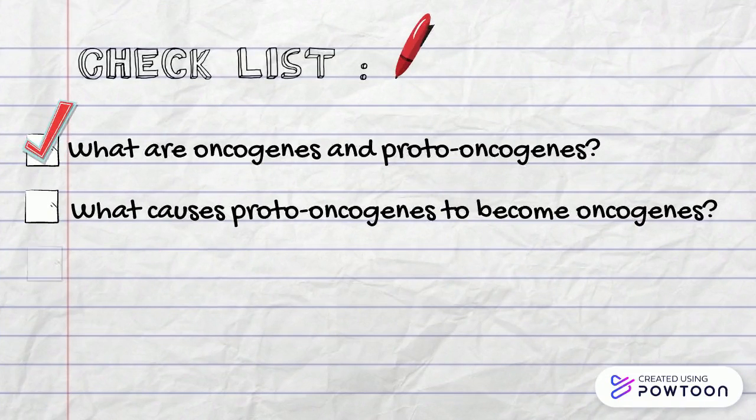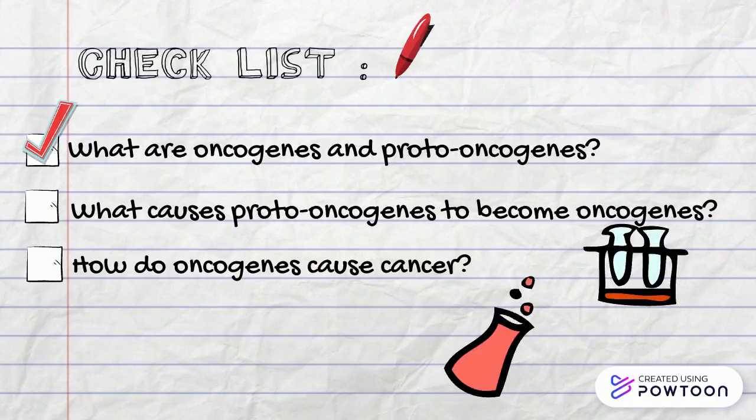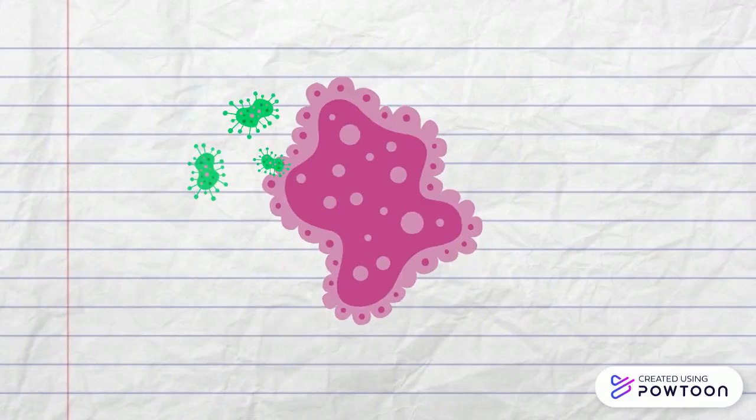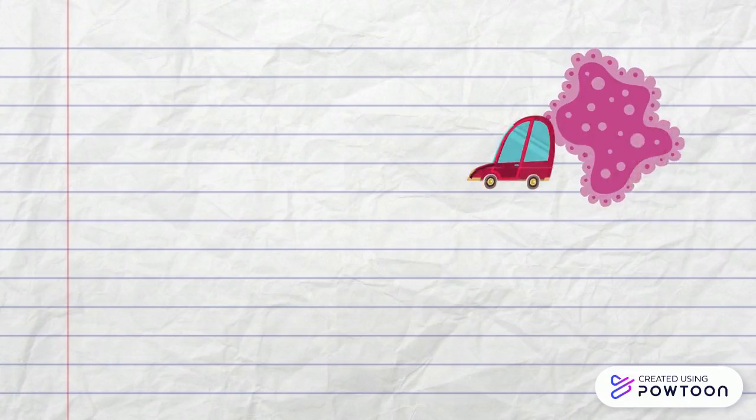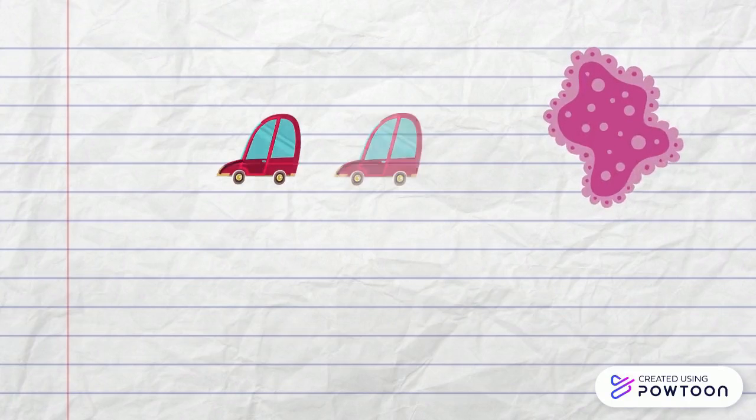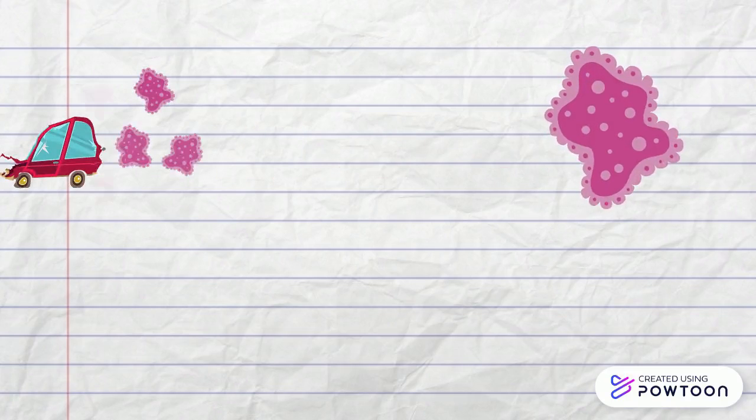Next, we look at what causes this mutation. Some examples are exposure to carcinogens or UV light. This damages DNA and alters proto-oncogenes with mutation, which becomes an oncogene. Some oncogenes work like an accelerator pedal in a car, pushing a cell to divide again and again. Others work like a faulty brake in a car parked on a hill, also causing the cell to divide unchecked.